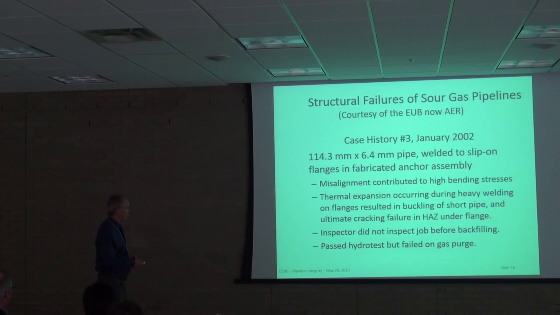And in this case, there was a misalignment that contributed to the bending stress. A lot of thermal expansion occurred during the welding. They ended up with a buckle going on. The biggest problem here is the inspectors didn't inspect this before backfilling. If someone had actually done proper QC, they would have caught it. So it passed the hydro test, but failed as soon as they started adding sour gas to it.